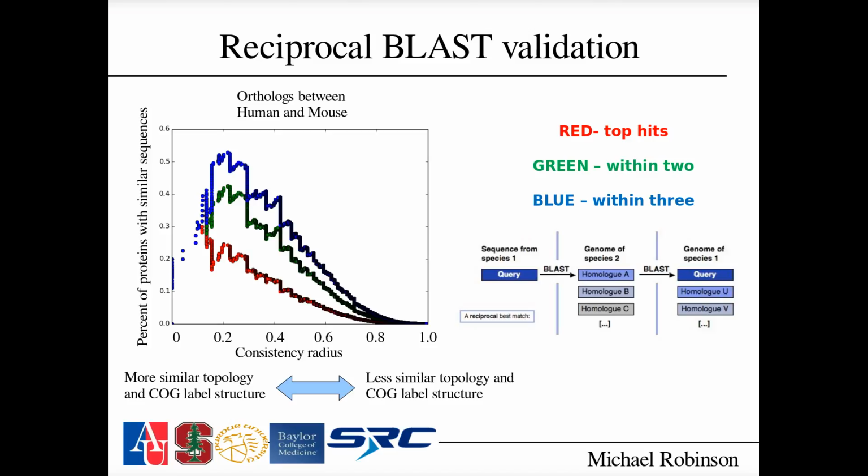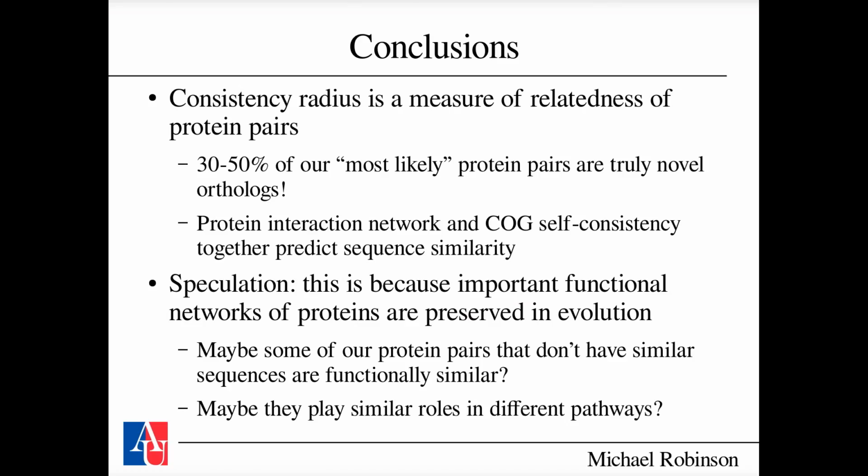So what this says is that more similar network topology and COG label structure definitely indicates that the proteins are going to have much more similar sequence. And as the topology becomes less similar, as the sheaf structure becomes, the data assigned within the sheaf becomes less similar, the proteins are less likely to be related. So the conclusion of this is that consistency radius really is a measure of relatedness of protein pairs. 30 to 50% of our most likely protein pairs are truly novel orthologs, and that protein interaction network and COG self-consistency together, pull them together, you can predict sequence similarity. That's a pretty powerful idea.